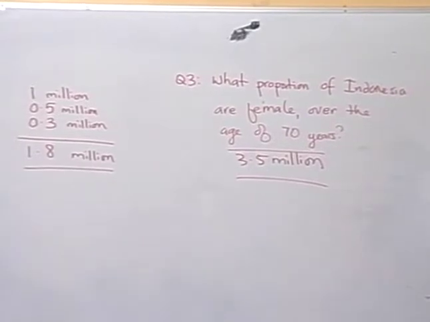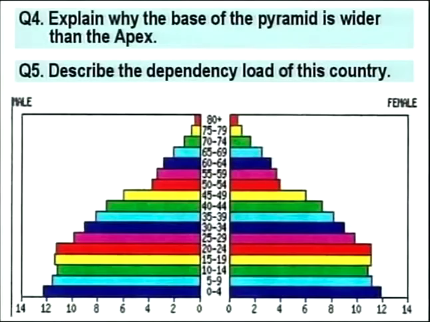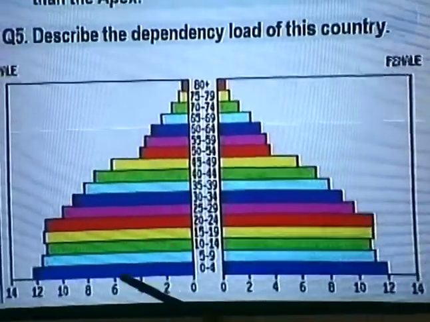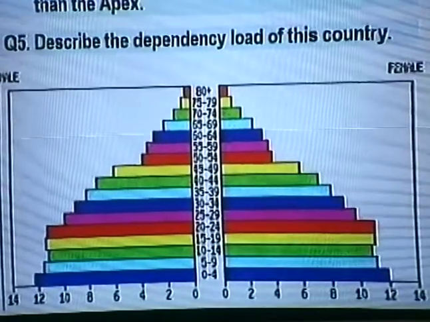Question 4 and question 5 from the monitor now. Question 4 reads, explain why the base of the particular graph or the population pyramid is wider than the apex. When we look at the general structure of a population pyramid, the pyramid has a base and it also has an apex. The base is closest to where the horizontal information is recorded or placed. And the apex is the topmost part of the pyramid. So the top part here is referred to as the apex. The bottom is referred to as the base.